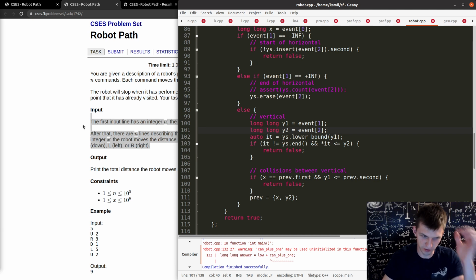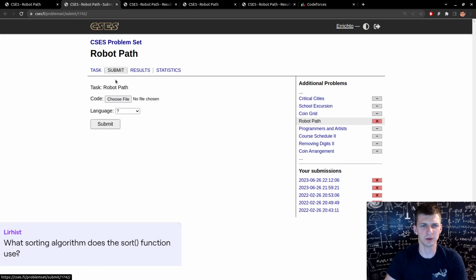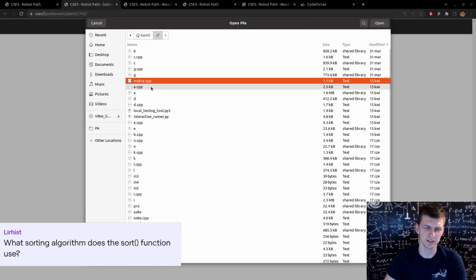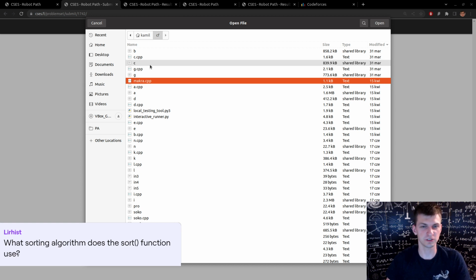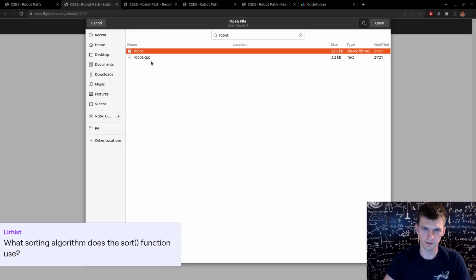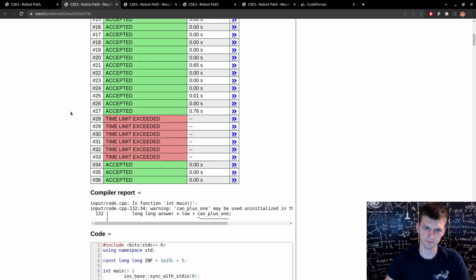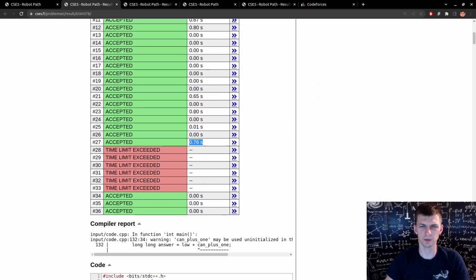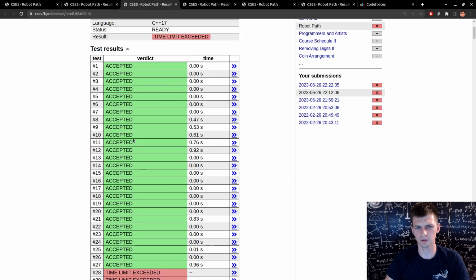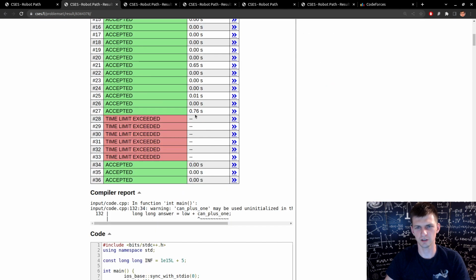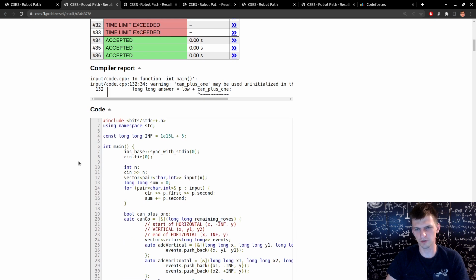What sorting algorithm does the sort function use? I think it's a hybrid of a few algorithms, but it's fast. Unless you sort values that are very small, so you can use your own sorting algorithm, like bucket sort or counting sort, I don't think there's much use in doing your own sorting. This was 0.9, I believe. 27, yep, 0.96, down to 0.76, but it's too slow.